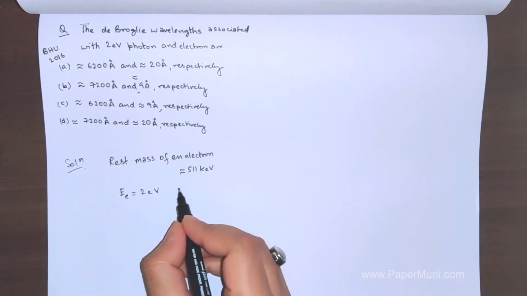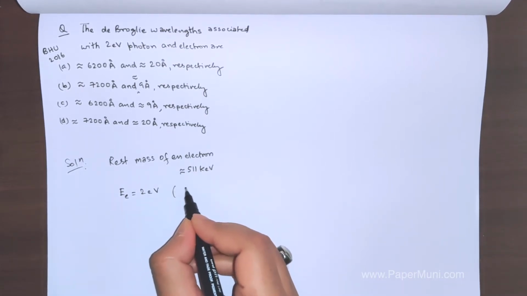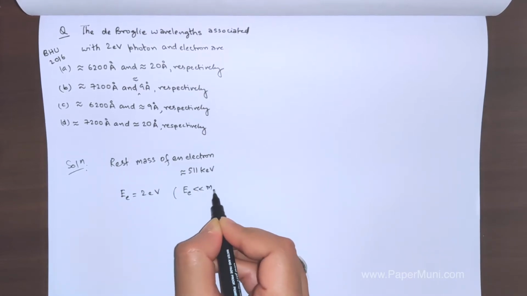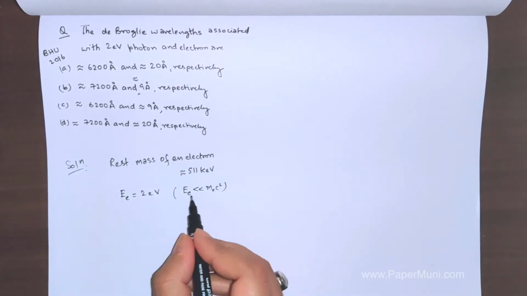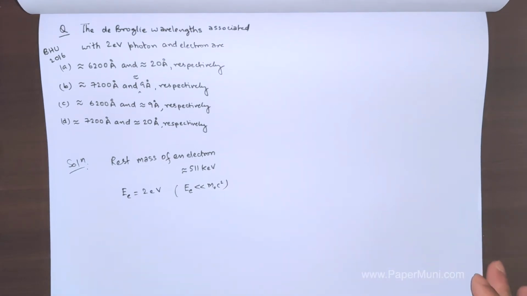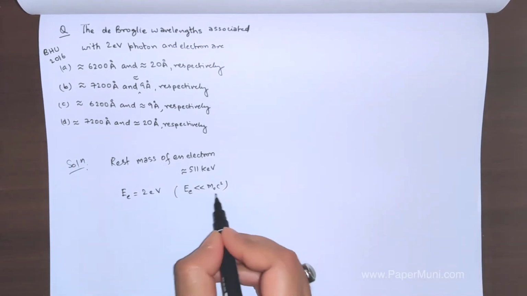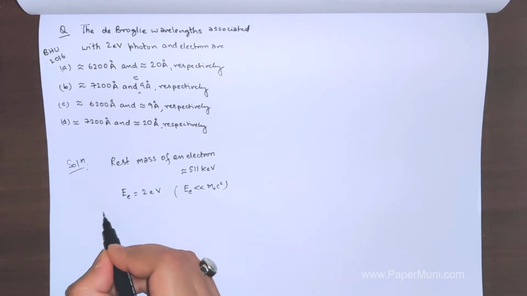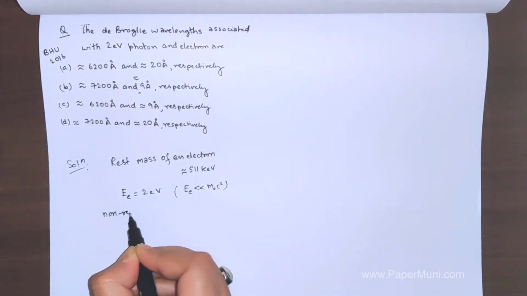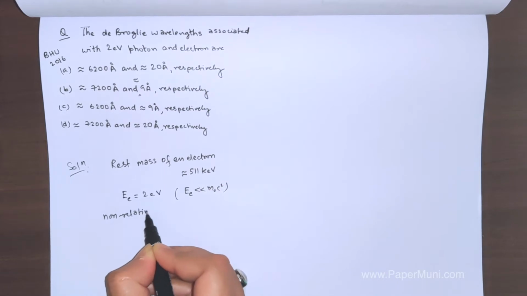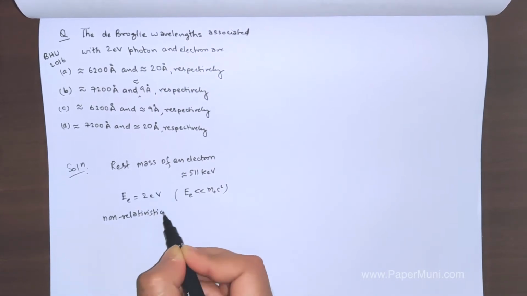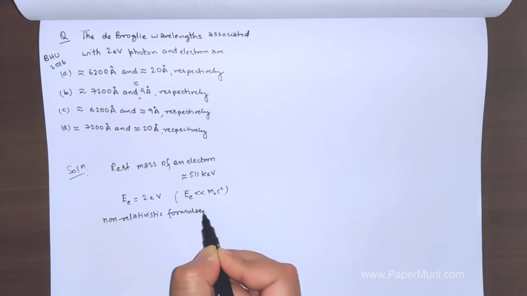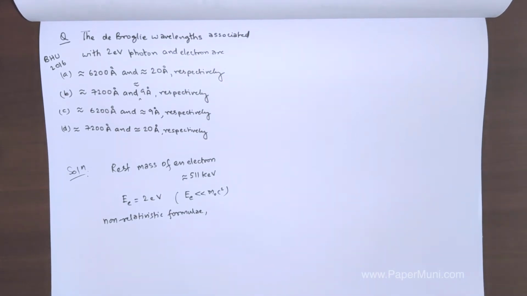So here, what should the calculation be? See, we have already seen this: the kinetic energy is very less than m0c square, because there is no potential here. We are talking purely about kinetic energy. So it's very less than m0c square, so this calls for a non-relativistic formula.